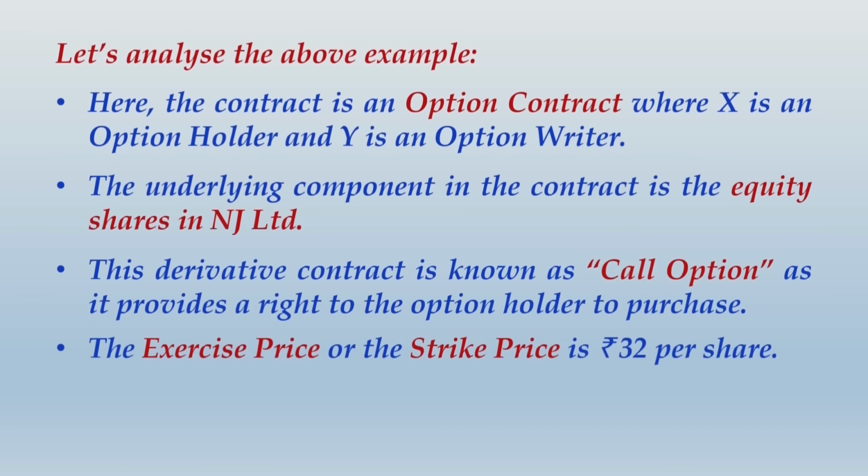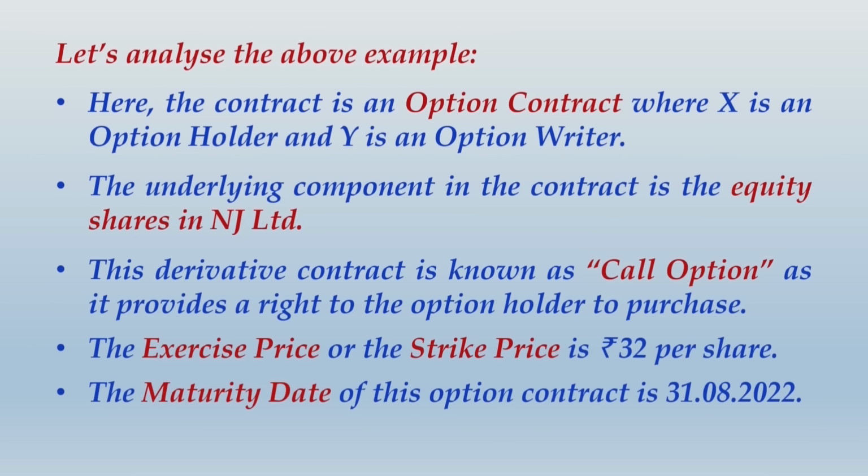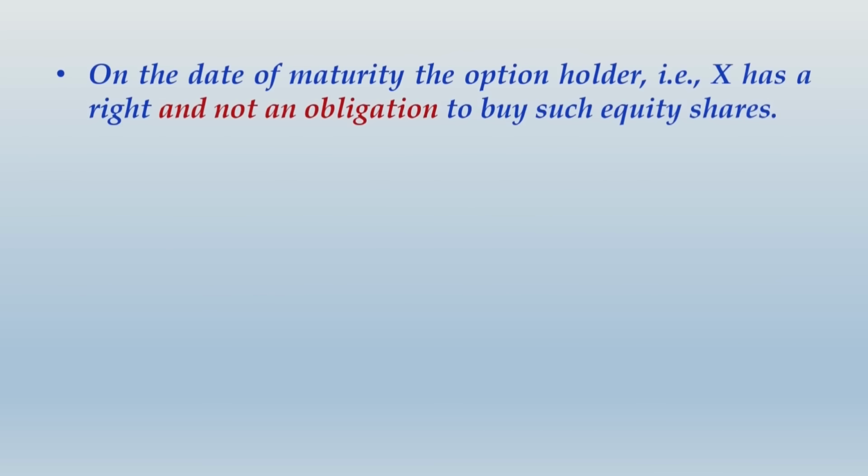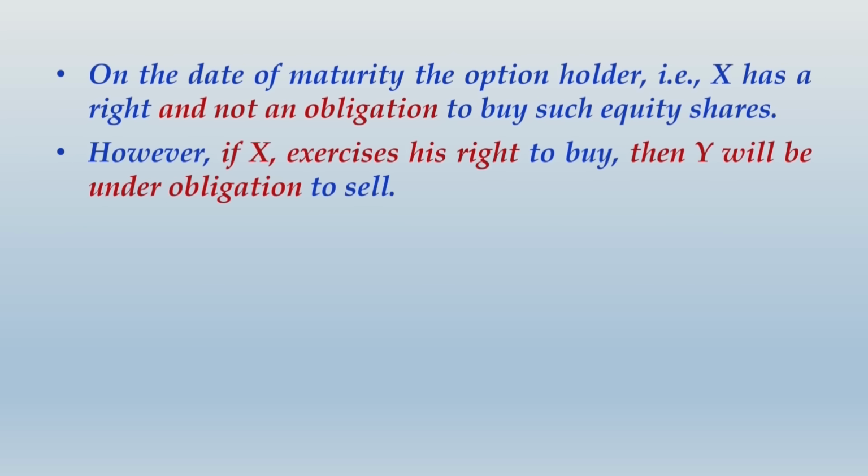The exercise price or the strike price is rupees 32 per share. The maturity date of this option contract is 31/8/2022. Moving forward, we will say on the date of maturity, the option holder, that is X in this case, has a right and not an obligation to buy such equity shares. However, if X exercises his right to buy, then Y will be under obligation to sell.